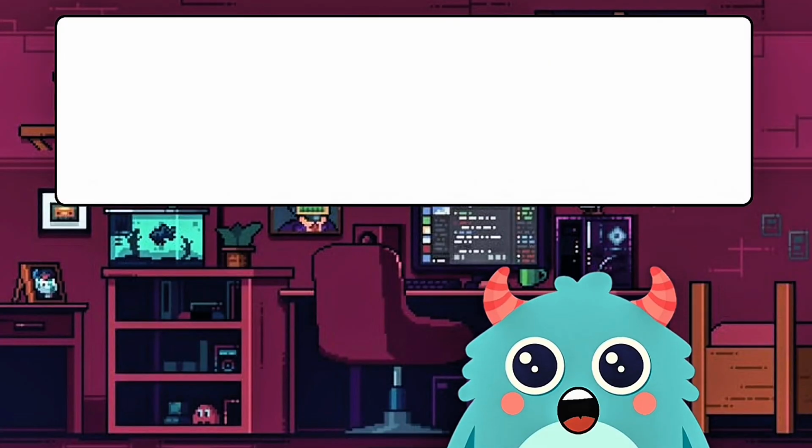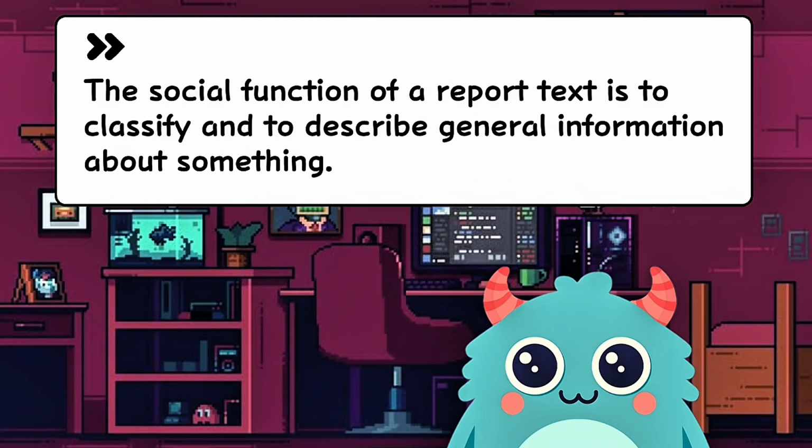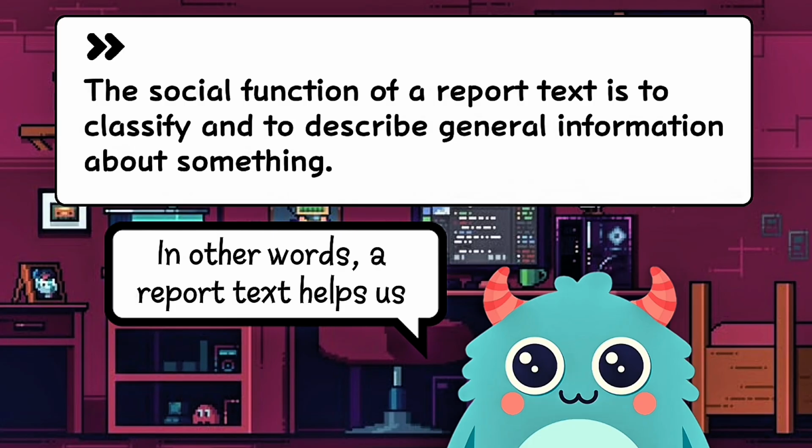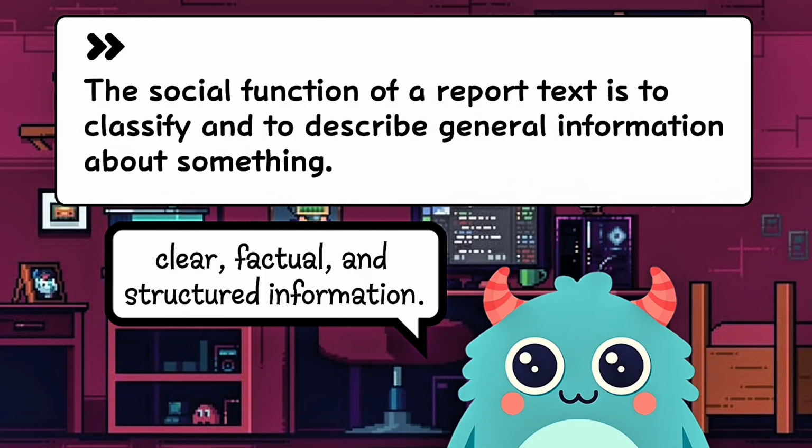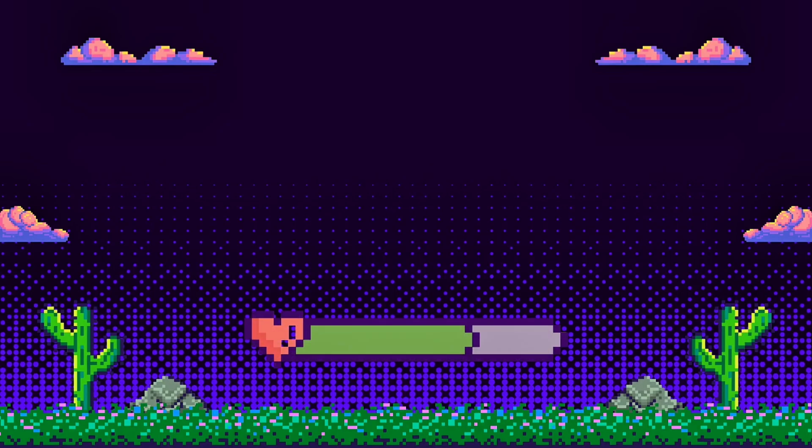The social function of a report text is to classify and to describe general information about something. In other words, a report text helps us understand a topic by presenting clear, factual, and structured information.